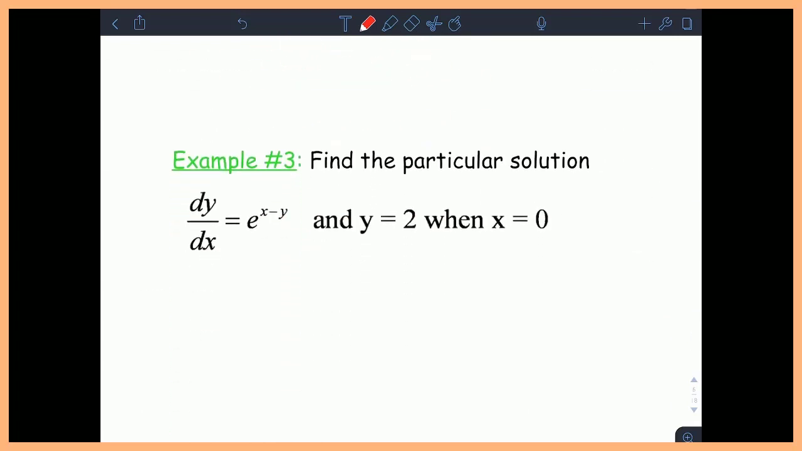Example 3. Find the particular solution, dy/dx equals e raised to the x minus y at x equals 0, y equals 2. So let's rewrite the differential. dy/dx equals e to the, and I'm actually going to rewrite this, e raised to the x minus y is actually just e to the x over e to the y, using my exponent rules. And now I could multiply both sides by dx and by e to the y, or just simply cross multiply. That's kind of the same thing. So I'm actually going to get e to the y dy equals e to the x dx.